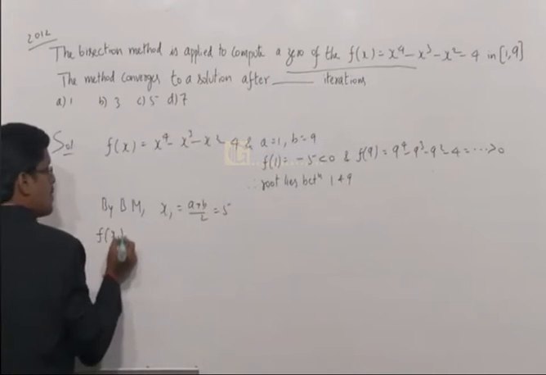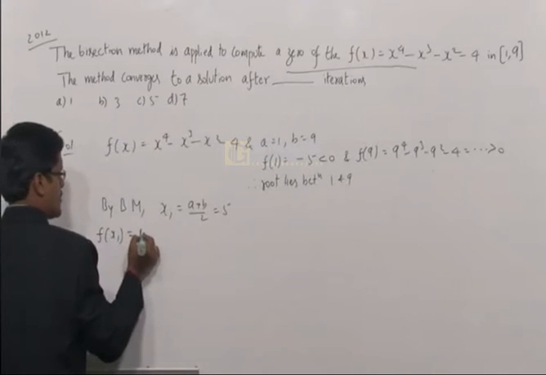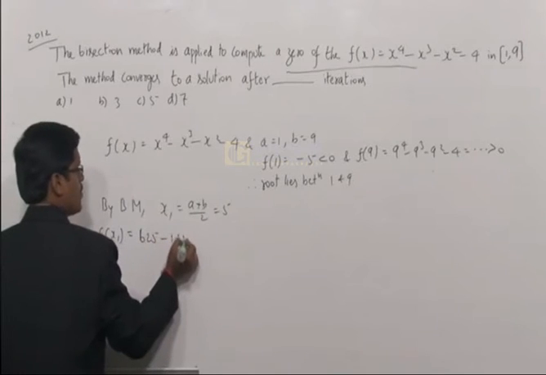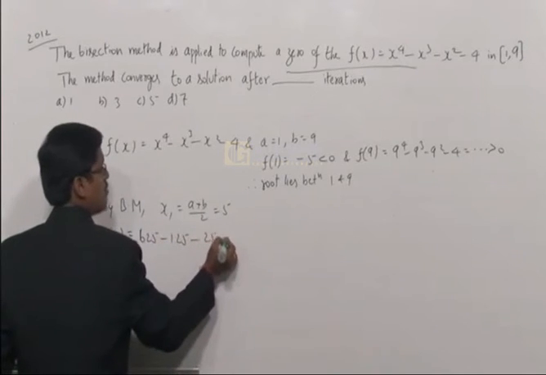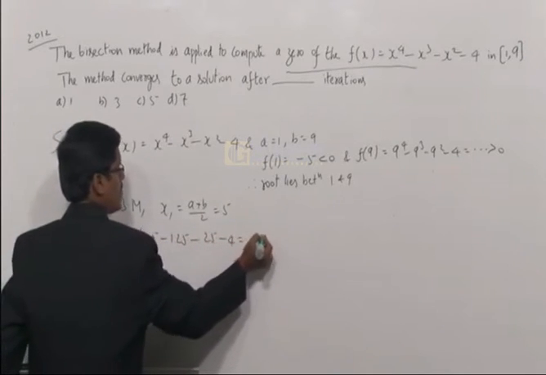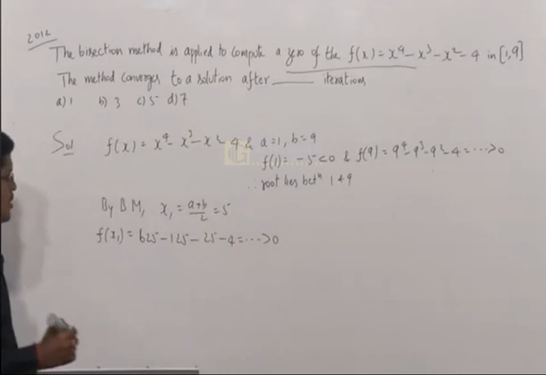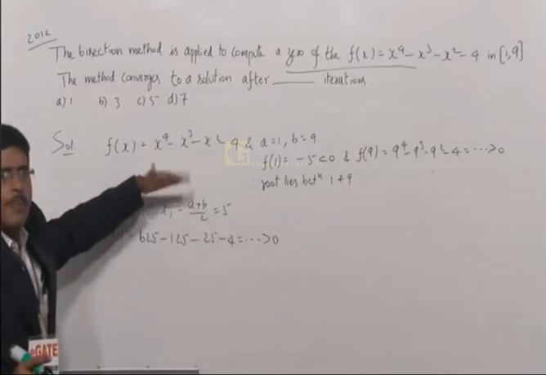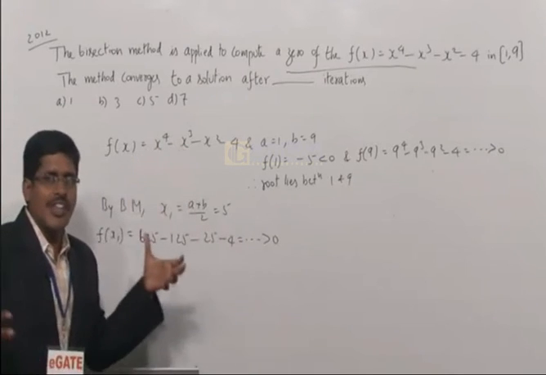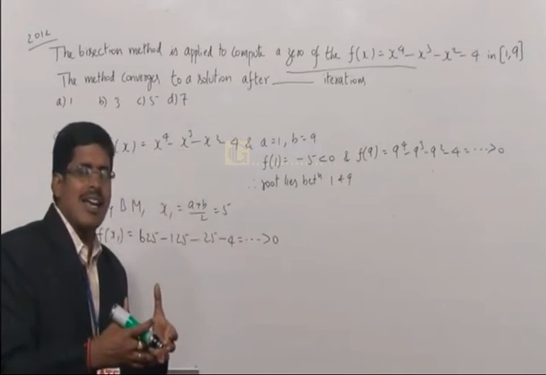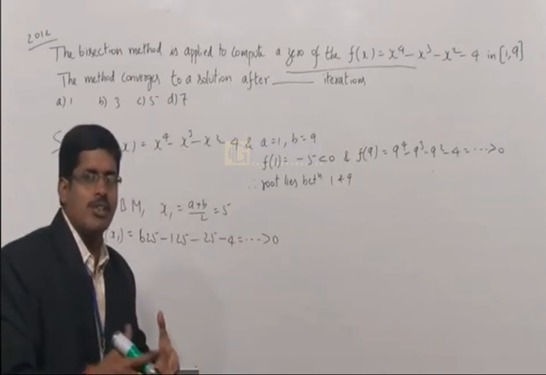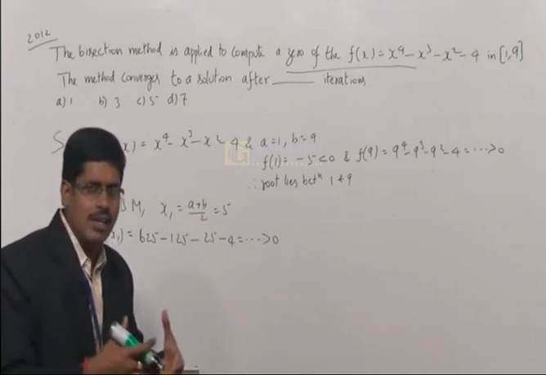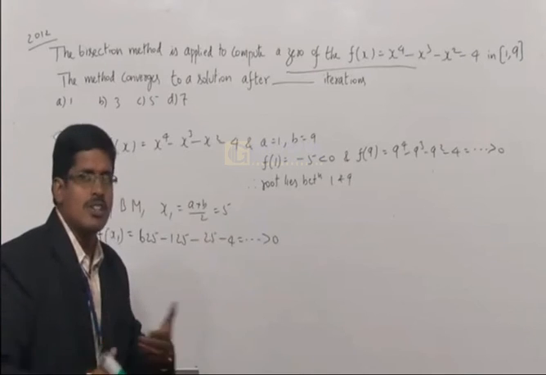f(x1) means 5 to the power 4 is 625, 5 cube is 125, minus 25, minus 4. Whatever it may be, I am not simplifying that, but I can say it is greater than 0. So this latest function value is greater than 0. Now you find one of the previous function values less than 0. Then only your final answer lies between the latest two x values. That means your interval 1, 9. In that way it is reducing.